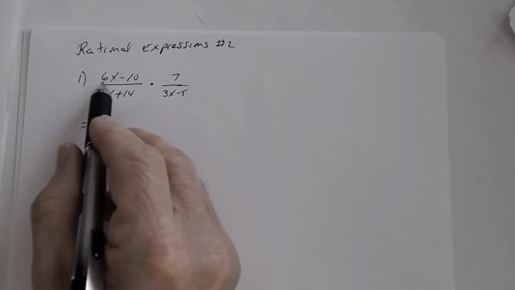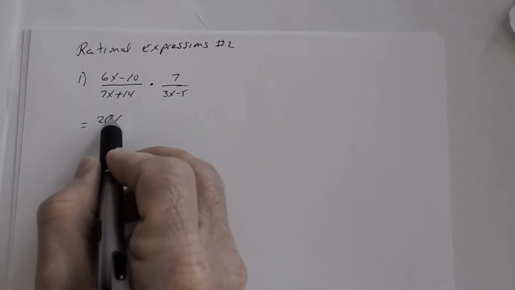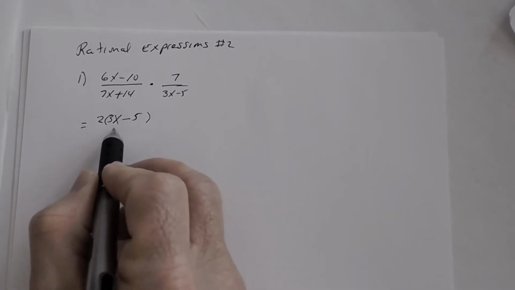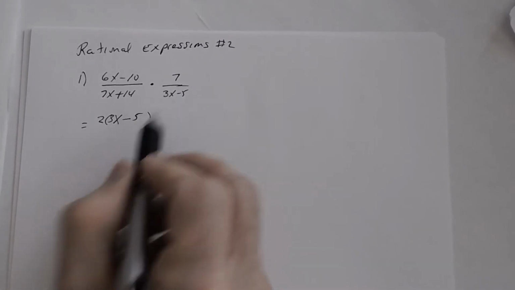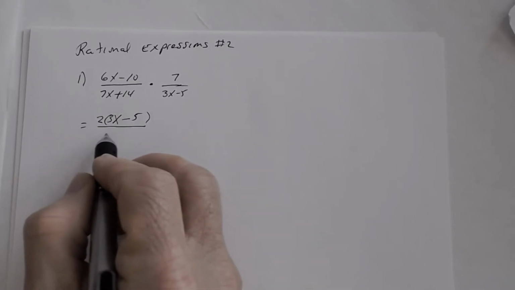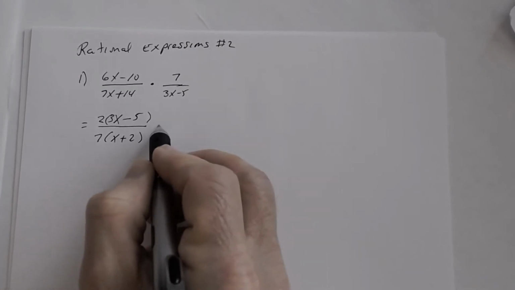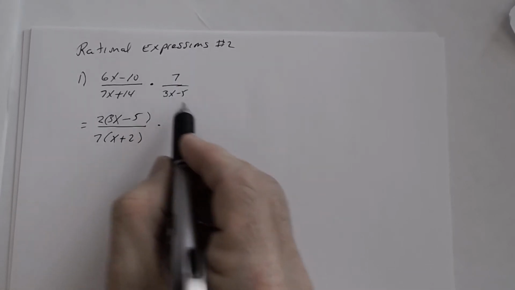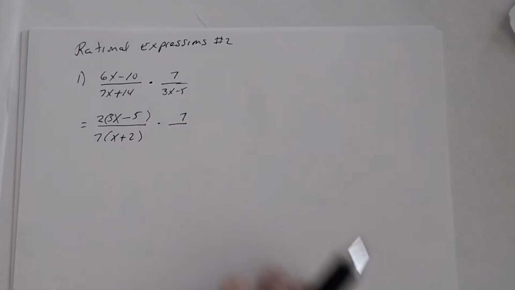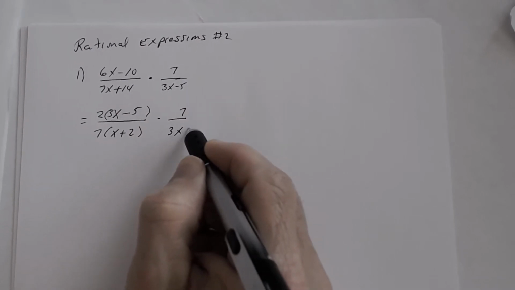All right, so the first thing you're going to do is factor out a 2. So I get 2 times 3x minus 5, and that's a good thing because you see you have one right here. Then in the denominator, I can factor out a 7, so I get 7 times x plus 2. This numerator is a monomial factor, so I'm just going to leave that alone. This denominator, the GCF is 1, so I'm going to leave that alone as well.